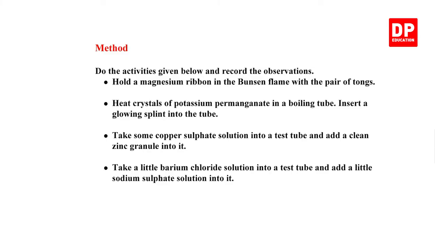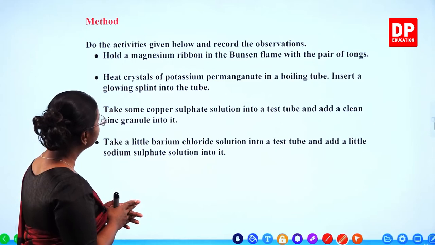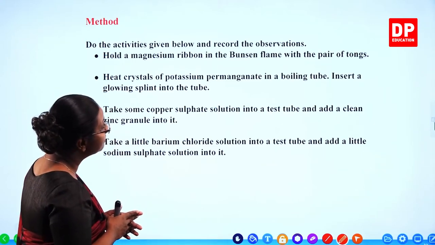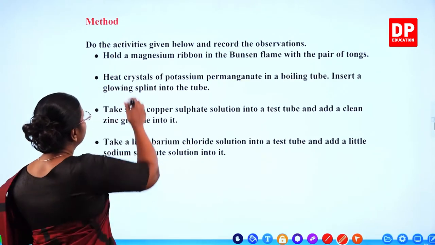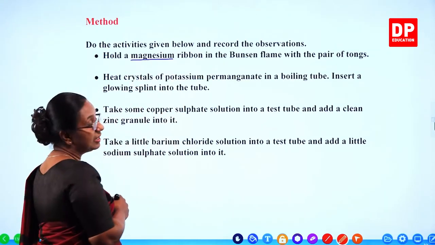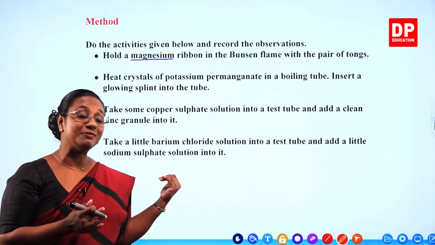So, method: do the activities given below and record the observations. The activities are: hold the magnesium ribbon in the Bunsen flame with a pair of tongs. So there, the magnesium ribbon is going to be burnt. You are familiar with this reaction, students. We did it before also.